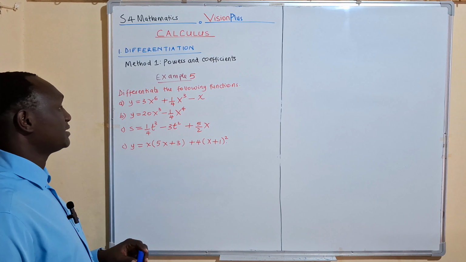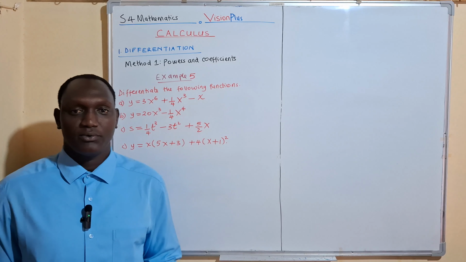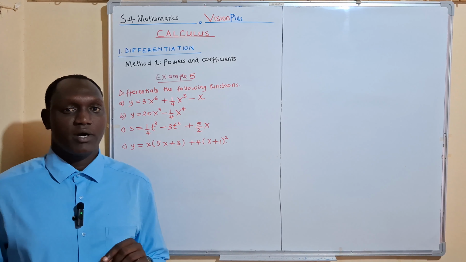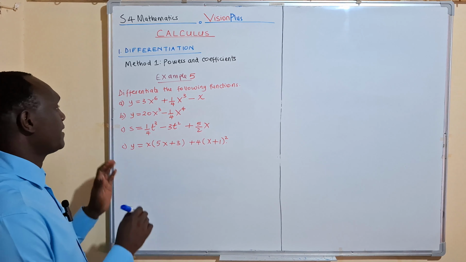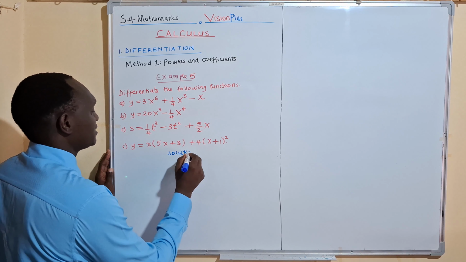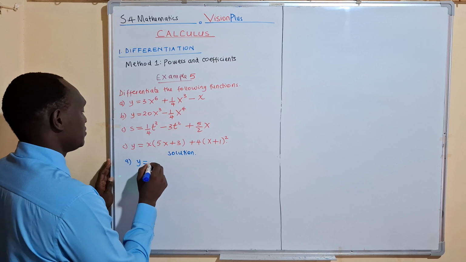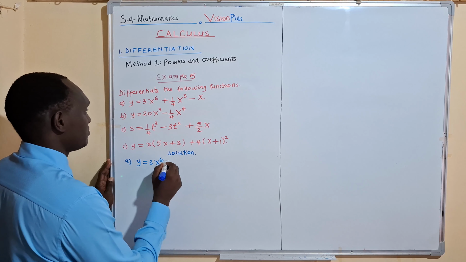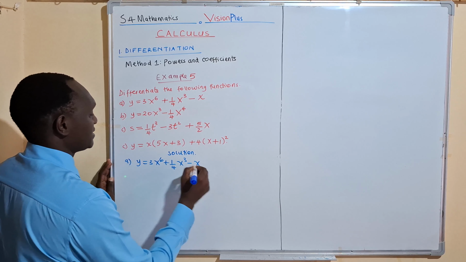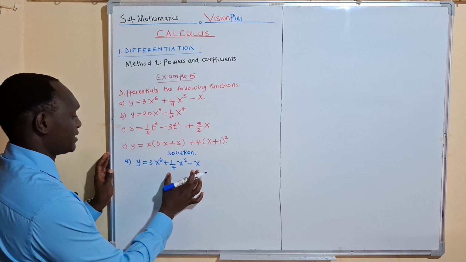We are looking at differentiation and we are doing example 5, which is the last example when we are using method 1, that is dealing with powers and coefficients. Example 5 says differentiate the following functions. Part A says we are given y equals 3x^6 plus 1 out of 4 x cubed minus x. So we need to differentiate y with respect to x.